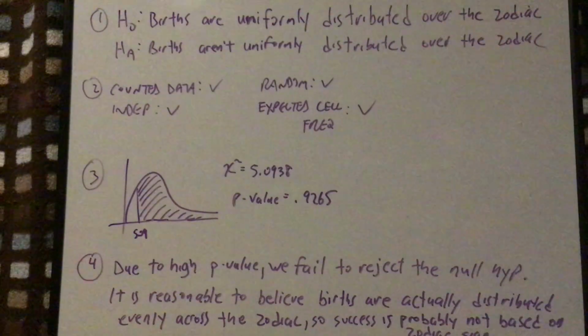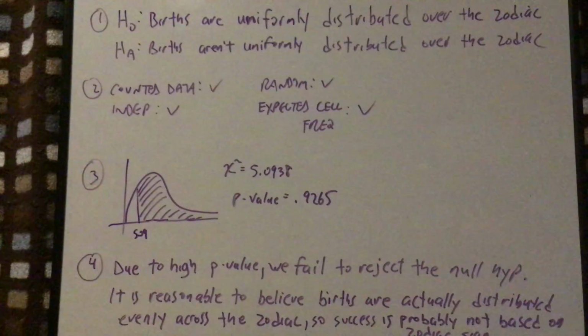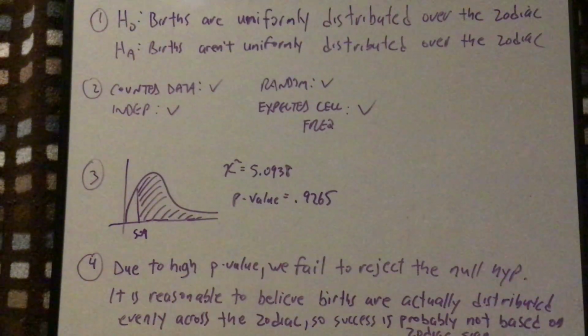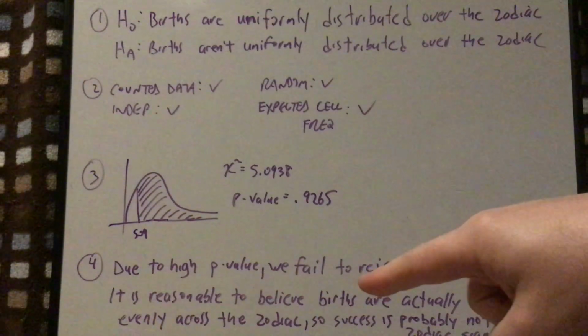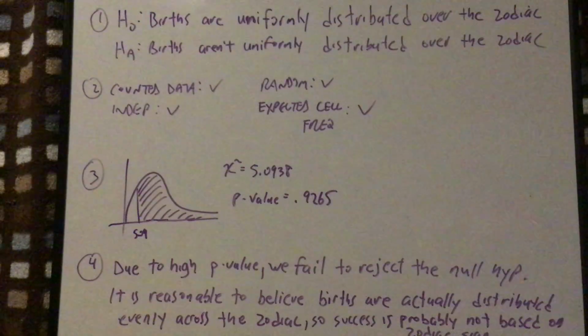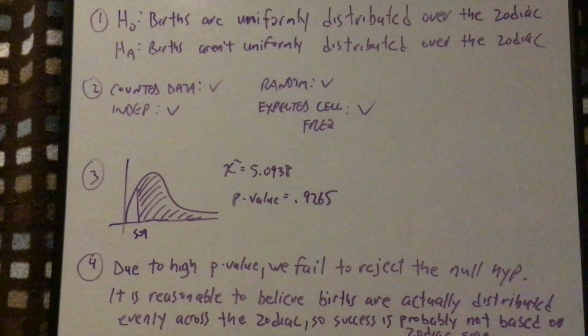We'd say basically, well, it doesn't seem like the birds are uniformly distributed. It seems like they're really clustered somewhere. Once again, we'd have to look to see where, but the low p-value would make us reject the null. If we rejected the null, we would go with the alternative, which is that the zodiac seems to be affecting the birds. All right.